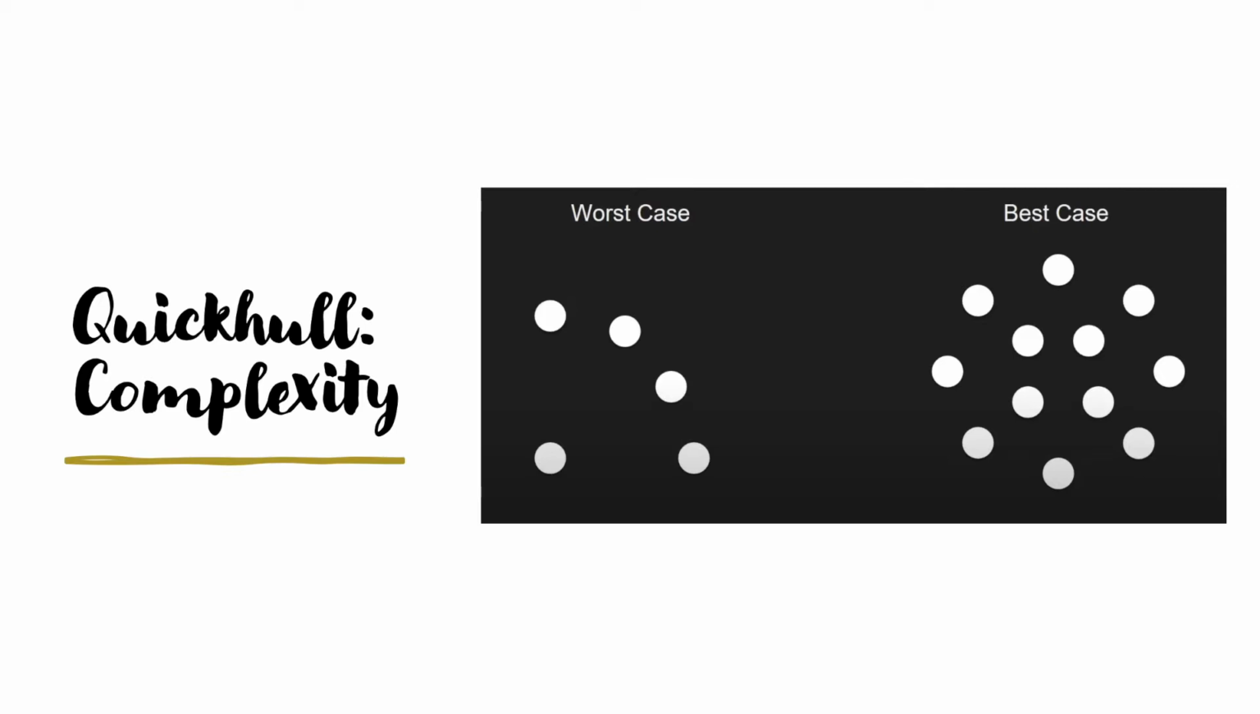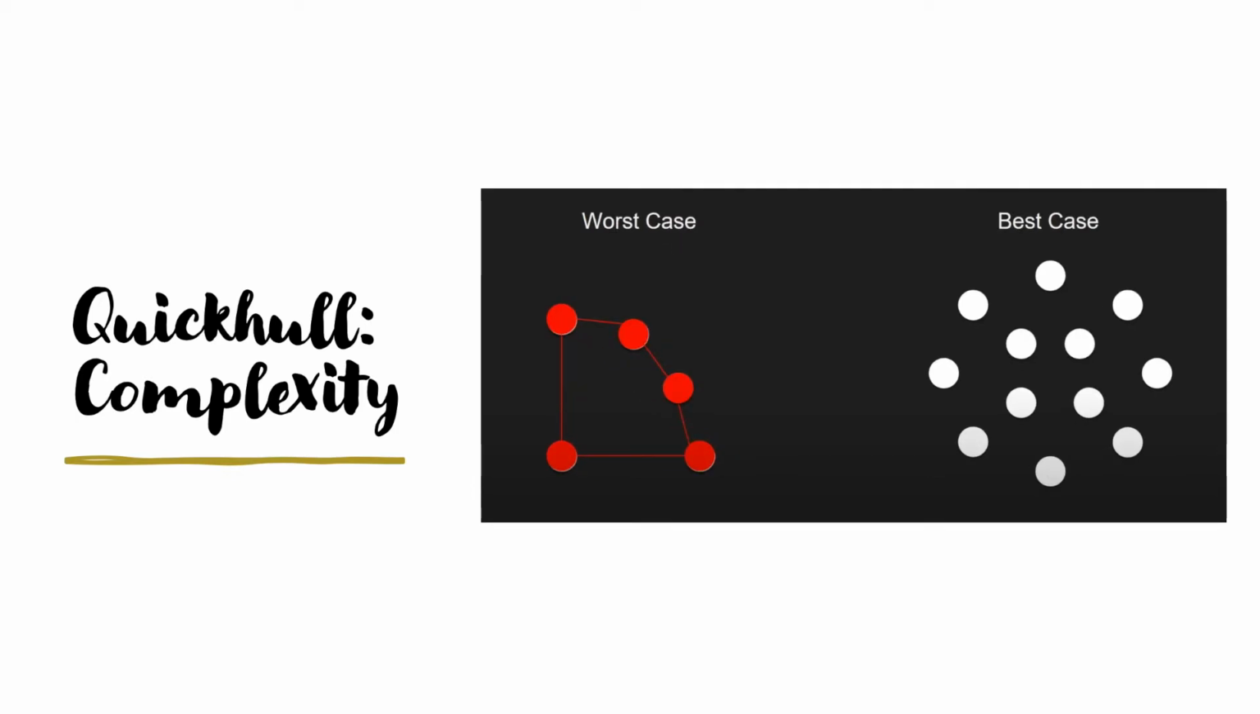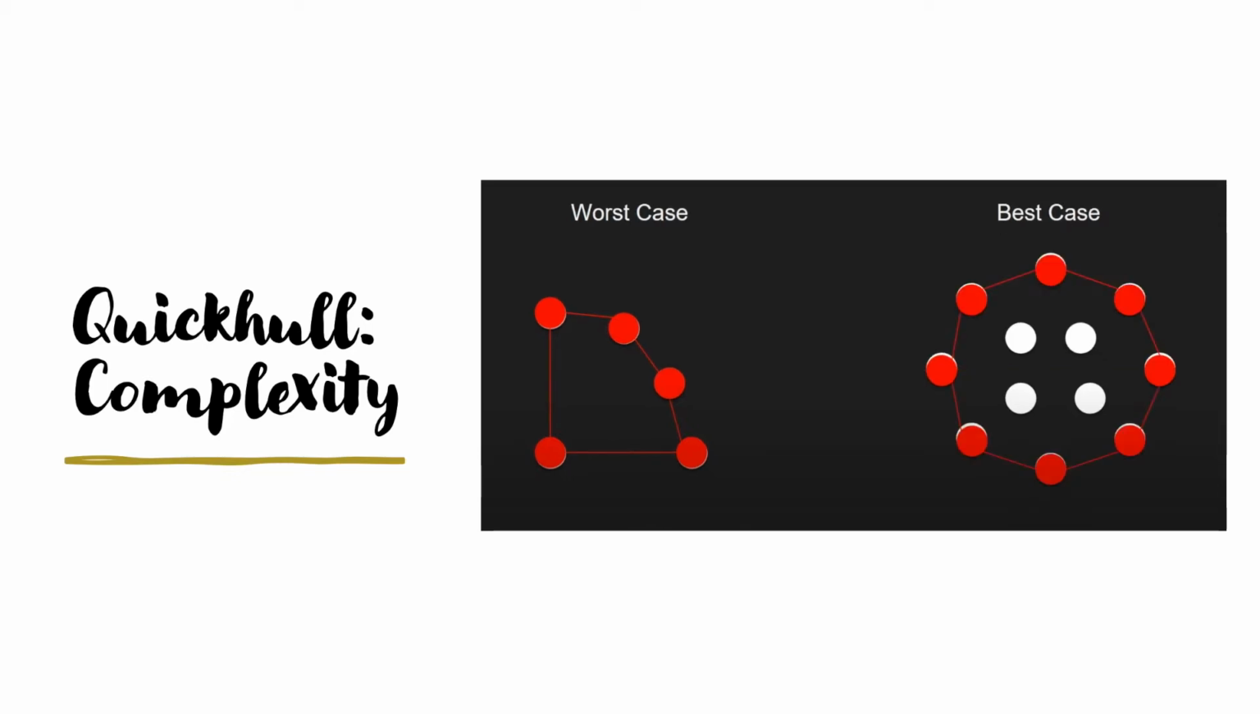The Quickhull algorithm has complexity n squared at worst and n log n at best. The worst case occurs when all vertices are part of the convex hull. The best case is when each segmentation divides the nodes evenly, and the number of vertices of the convex hull is small compared to the number of vertices contained within the convex hull.